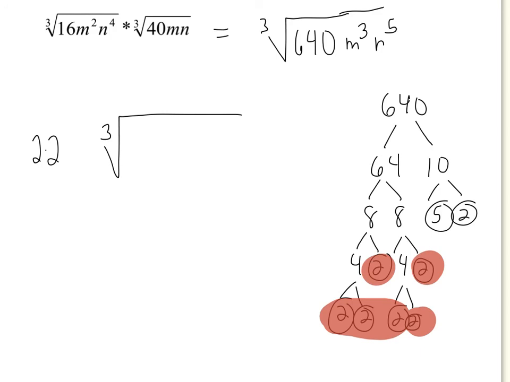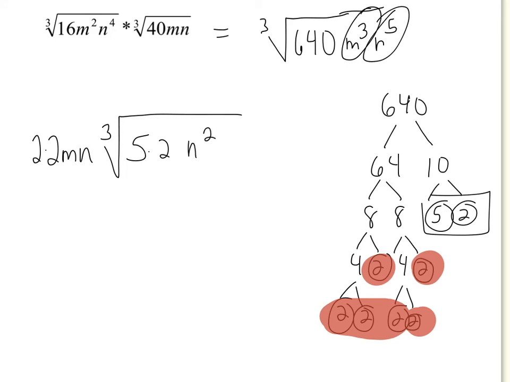Now for the m's, I have m cubed. So how many groups of 3 are there in 3? Well, there's 1, none left over. Let me put my 5 and 2 that I have left over from here. Then n to the 5th, I have 1 group of 3, and then I'd have 2 left over. So cleaning up the numbers, 4mn cubic root of 10n squared.